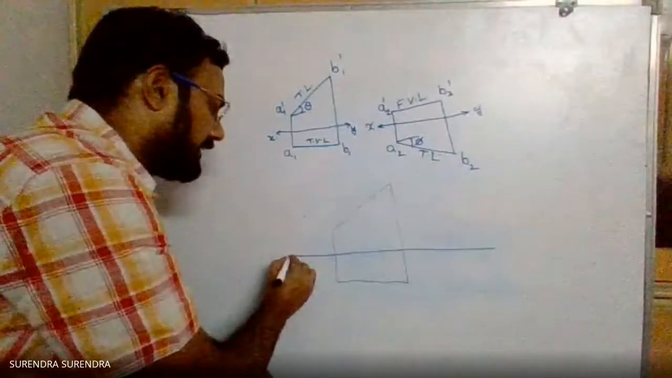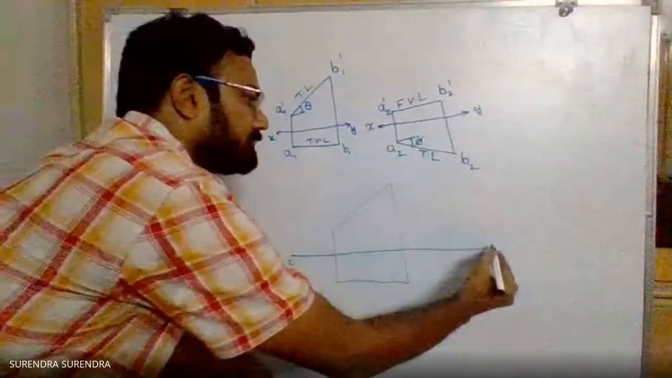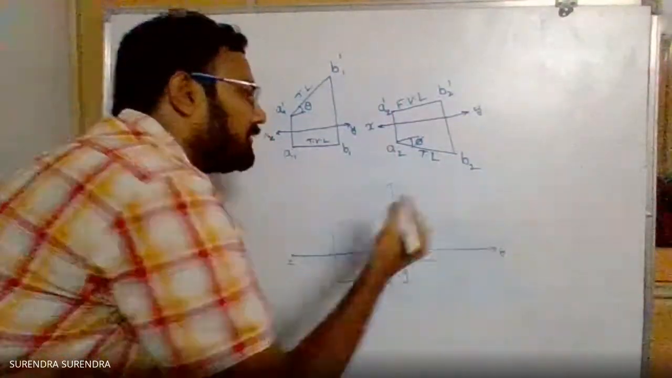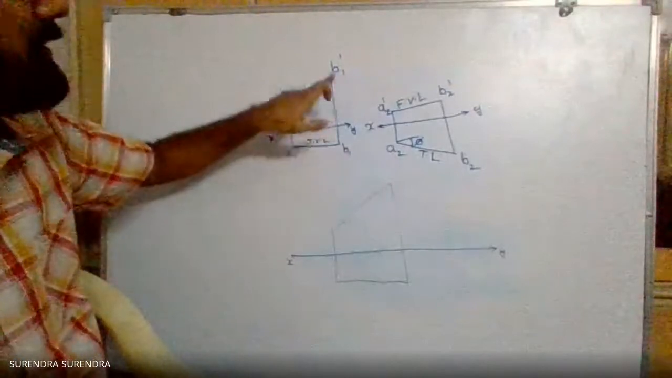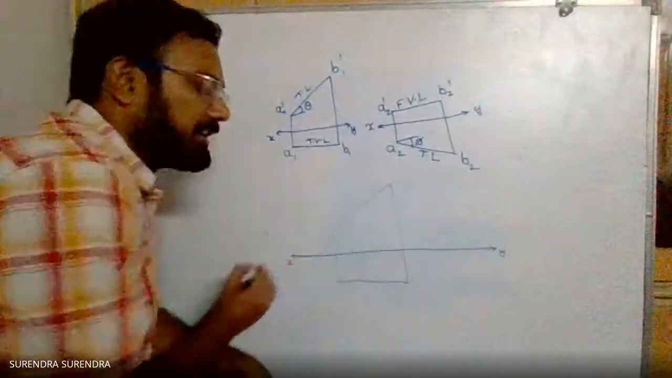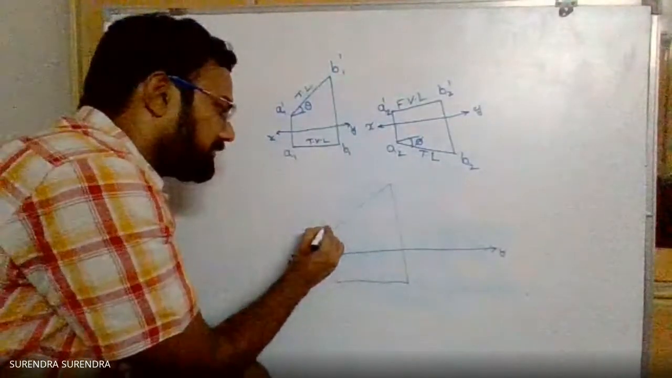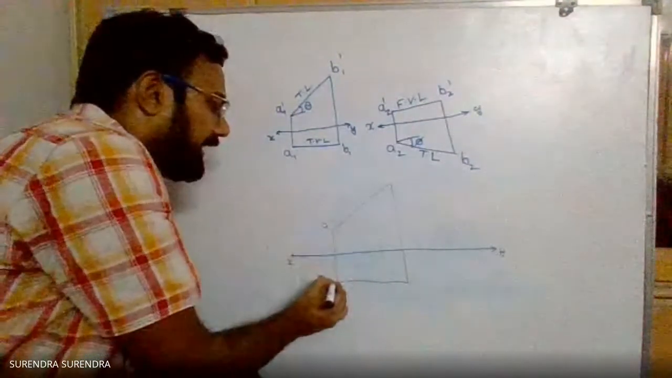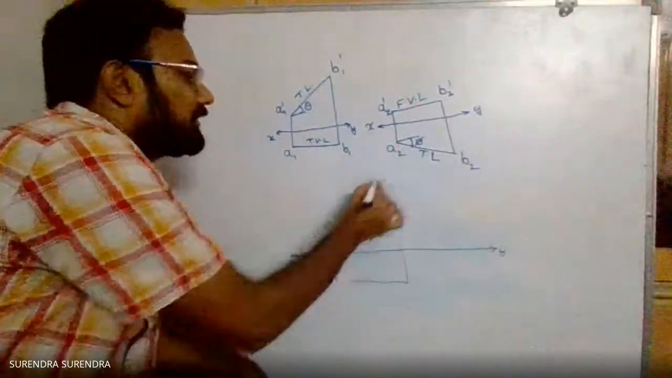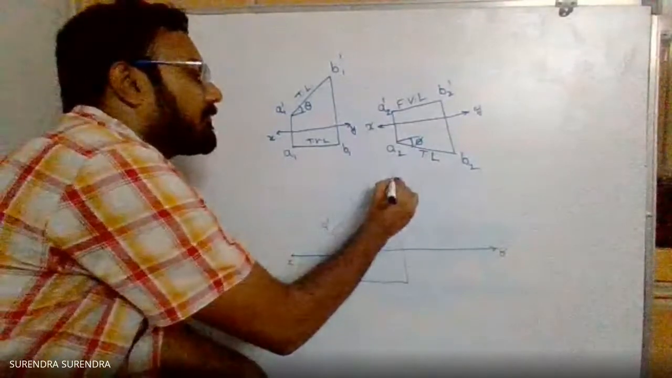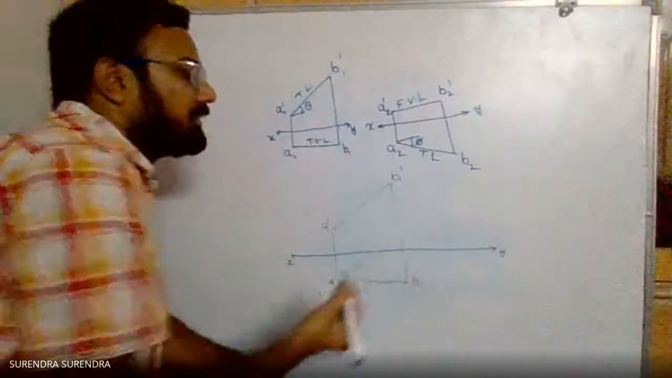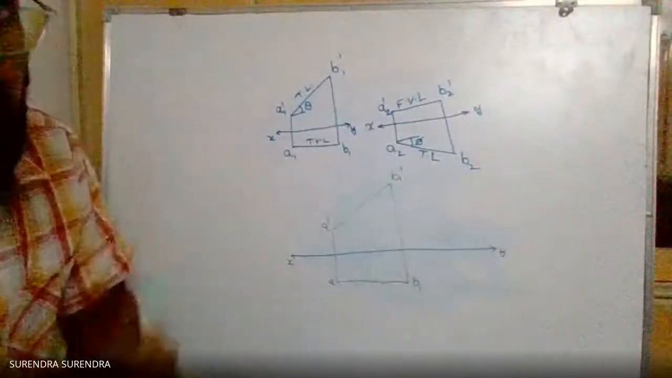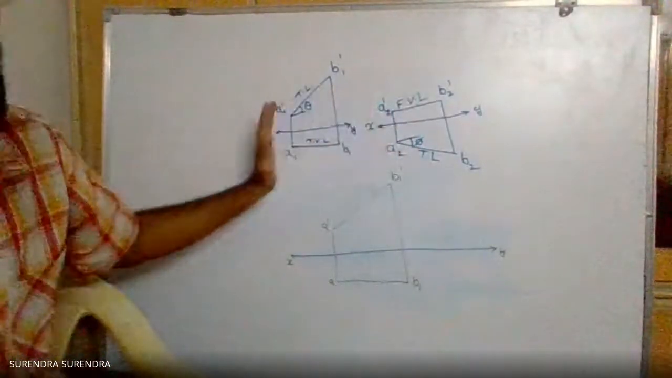So there is the XY line. What are the points? A1 dash, A1, B1, B1 dash. As I'm taking A as a fixed point, I'm taking only A dash and A, and the other endpoints as B1 dash, B1. A is a common point for both of them.